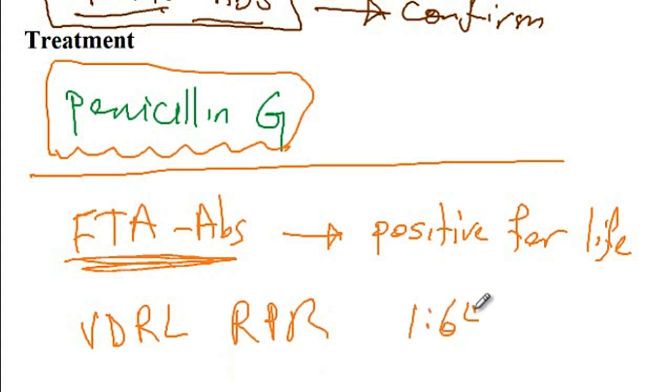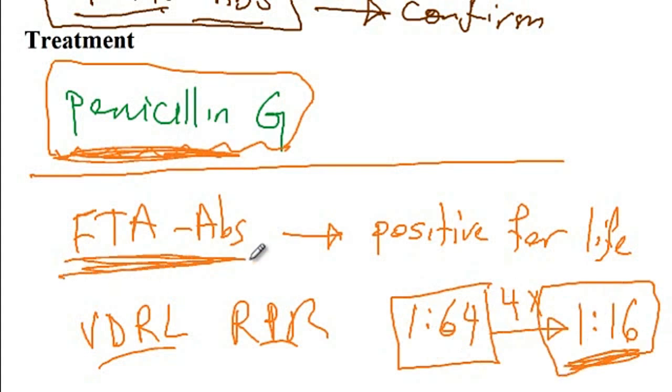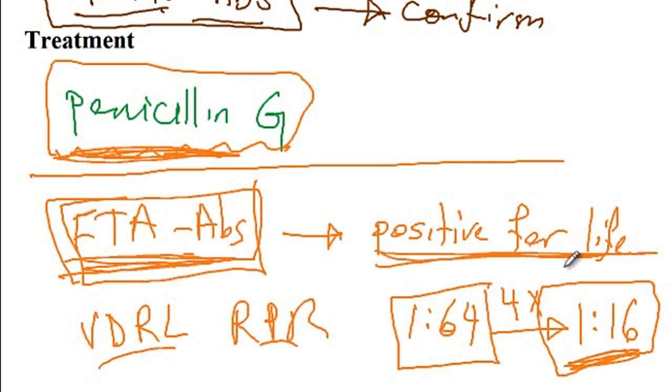Let's say that the patient before treatment had a 1 to 64 dilution, which means that you could still detect the immunoglobulin titers for VDRL or RPR after diluting the serum by 64 times. After giving the penicillin G, in order to confirm that the patient has been treated, there must be a 4-fold decrease in the immunoglobulin titers. So if the titer drops from 1:64 to 1:16, then that means that you have treated the patient. But if you go and check the FTA-ABS, that's still positive, and that will remain positive for life. And that concludes our discussion of the genital ulcer infections.